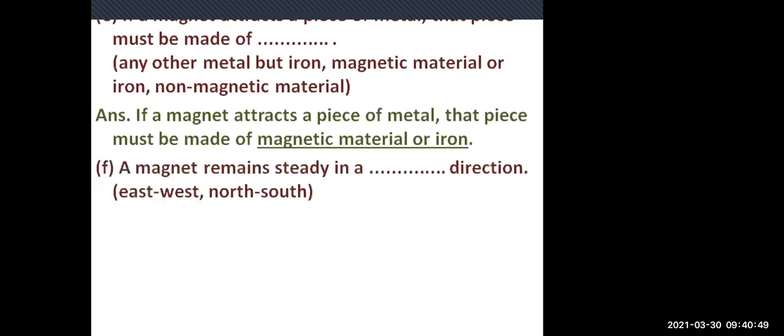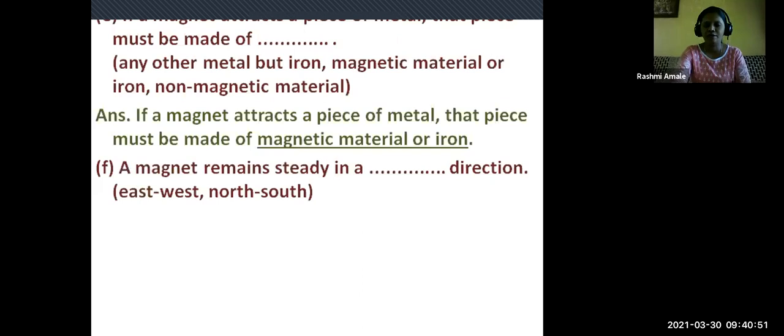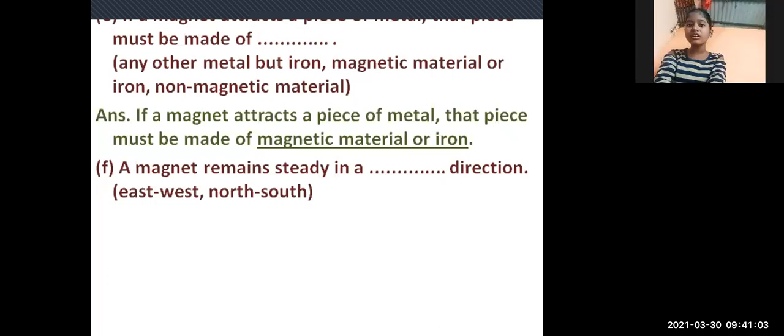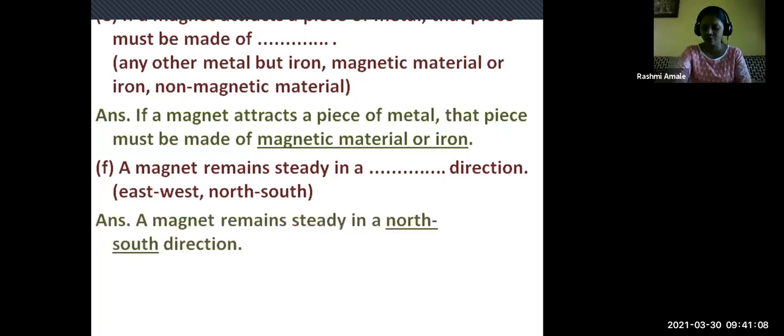And see the last one. A magnet remains steady in a dash direction. See, options are given in bracket. Easy question. Answer in north-south. A magnet remains steady in the north-south direction. Very good. See, that means you all have started preparing for the exams. Okay. Now the last question.